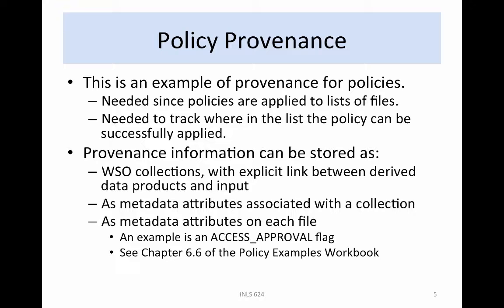An example is an access approval flag as shown in Chapter 6.6 of the Policy Examples Workbook. Provenance information, the access approval flag, is checked on each file to see whether a public use authorization has been received. If so, public access is granted to the file. This allows creation of collections that contain some public data and some private data.